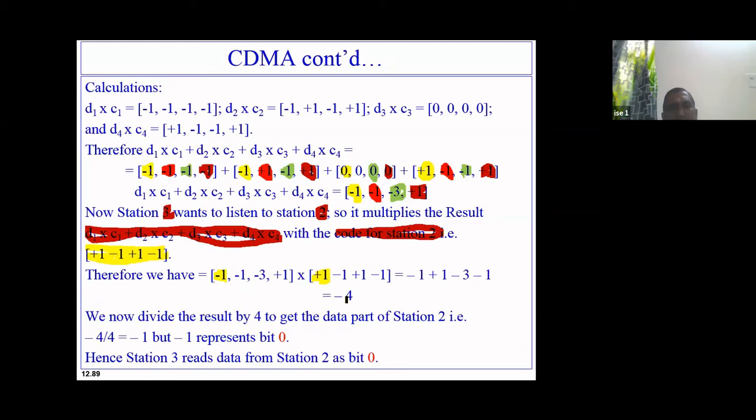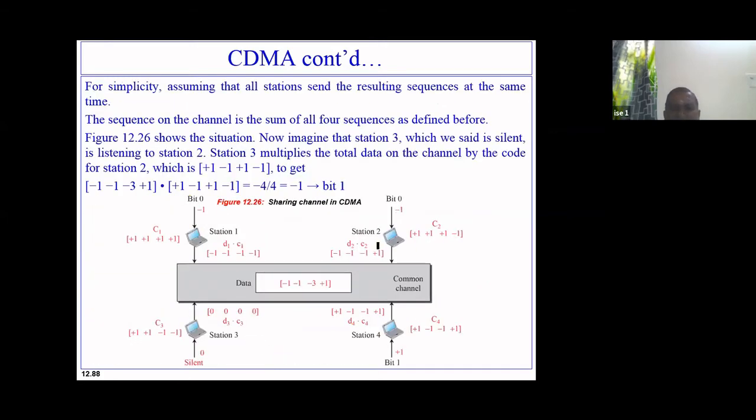Now, since it wants to get the data from, let's say, station 2, what it will do is this particular result will have to be divided by 4. So if I divide minus 4 by 4, I'll be getting minus 1. But the minus 1 is nothing but encoding for bit 0. So station 2 has sent bit 0. You can see here, station 2 has sent bit 0.